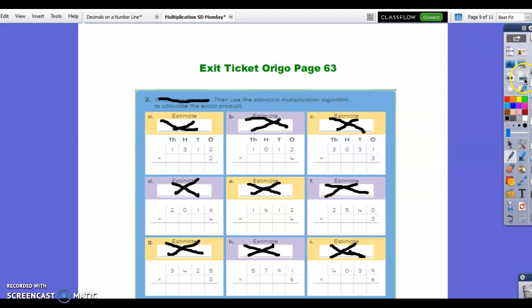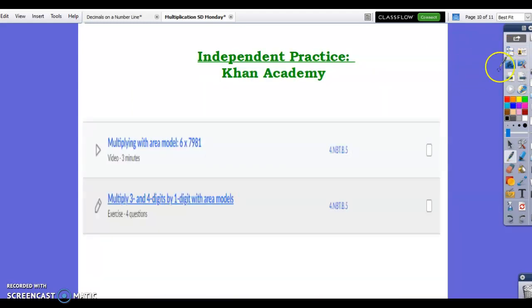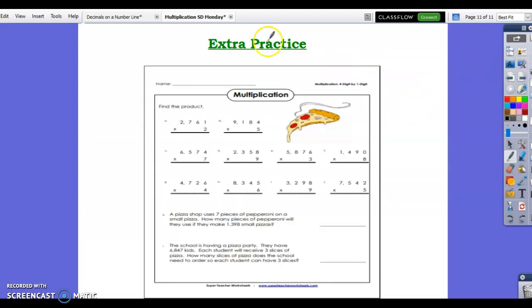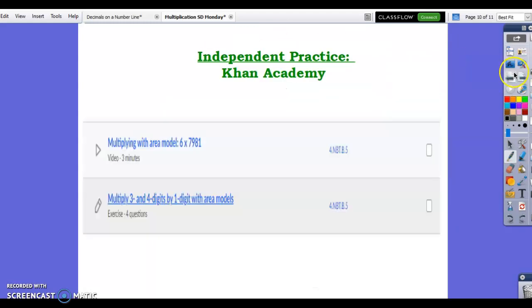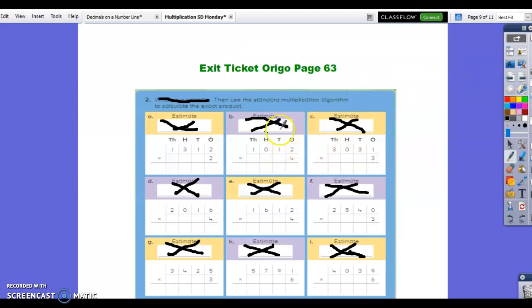If you do get finished, there is an attachment at the end that has extra practice that you can do if you get time. But your exit ticket, what I'd like for us to do is have time for you to get finished with them and check and make sure that you got them right.